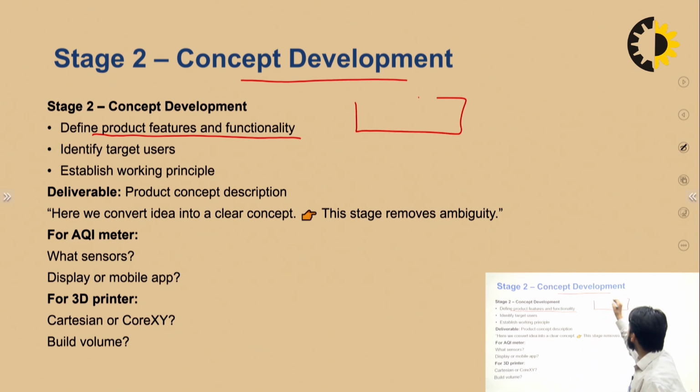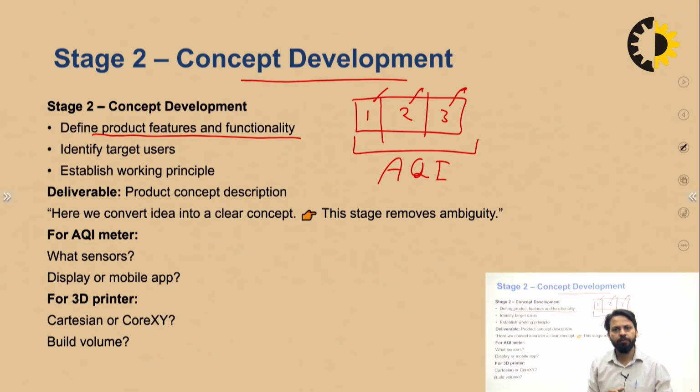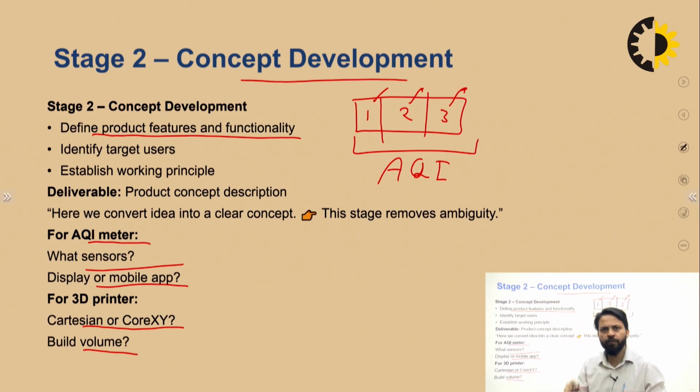That product could be disintegrated into part 1, 2 or 3. This is the whole part of the AQI meter. There has to be some sensors, there has to be some screens, there has to be some power system, battery system within it. So you have to think of that concept, those features, and how you are going to incorporate them. This is the basic idea. So for the AQI meter, you have to think of sensors, display or mobile app. For the 3D printer, you have to see Cartesian coordinates or build volume. The features of that particular product, you have to think of that.